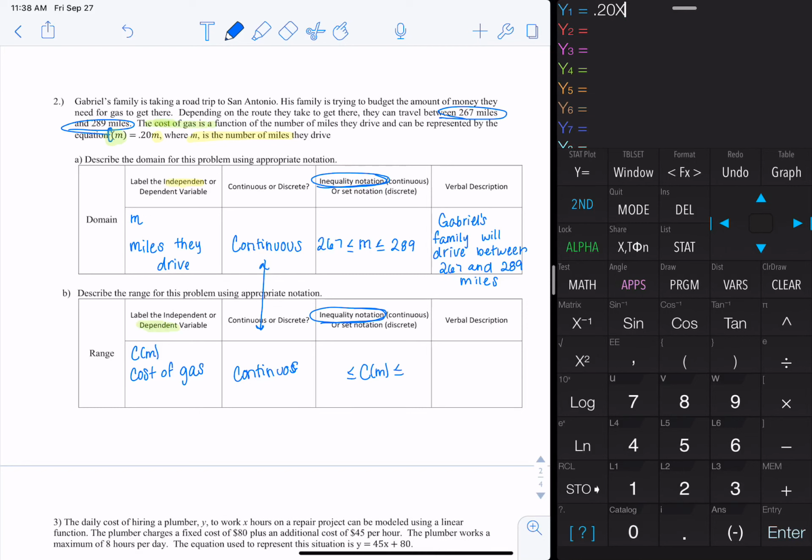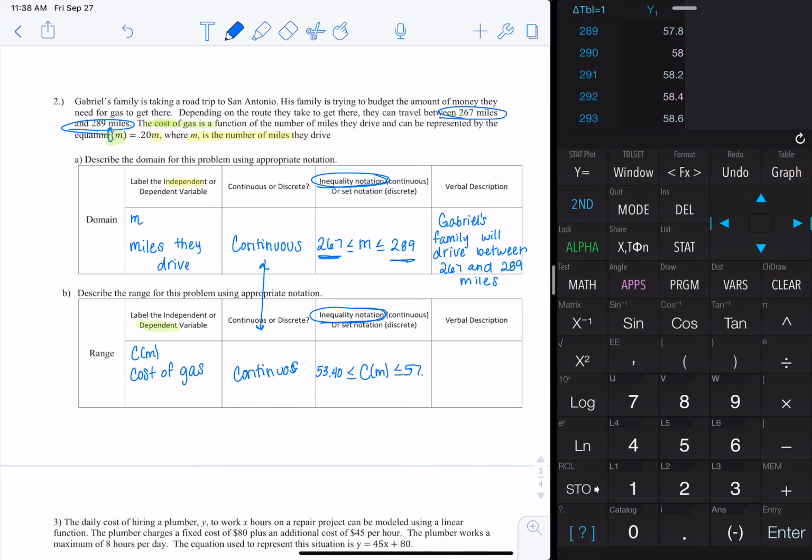Okay, I'm going to look at the table, but I need to change my table. I need 267. So if I set my window to 267, it's 53.4. So $53.40 is what the gas will cost if I only have to go 267 miles. If I have to go 289 miles, then it's going to cost me 57.8.